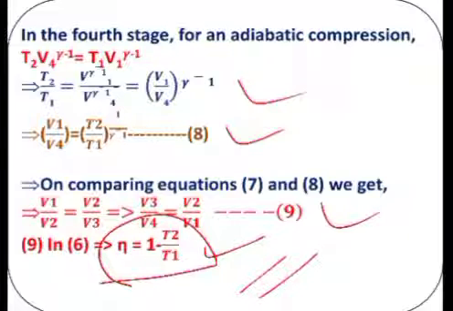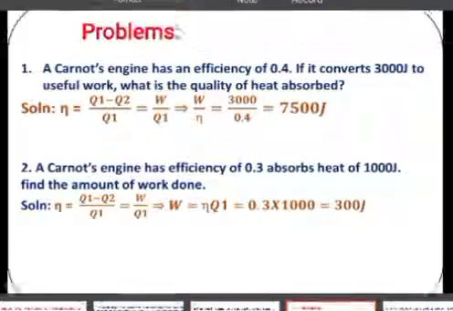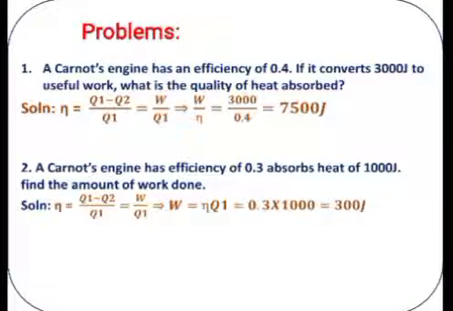Next one, problem part. I am going to solve a few problems here based on the thermodynamics chapter. First one: a Carnot's engine has, these are very simple problems, a Carnot's engine has an efficiency of 0.4. If it converts 3000 joule to useful work, what is the quantity of heat absorbed? Here is the solution. Eta is equal to, we know this expression, right? We have already studied many derivations and expressions.